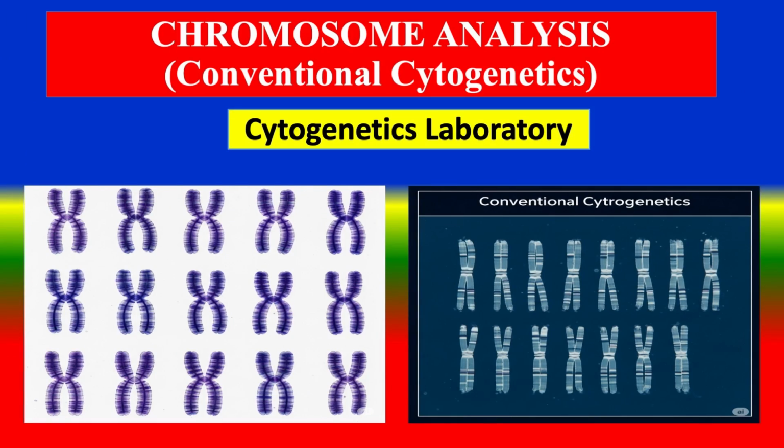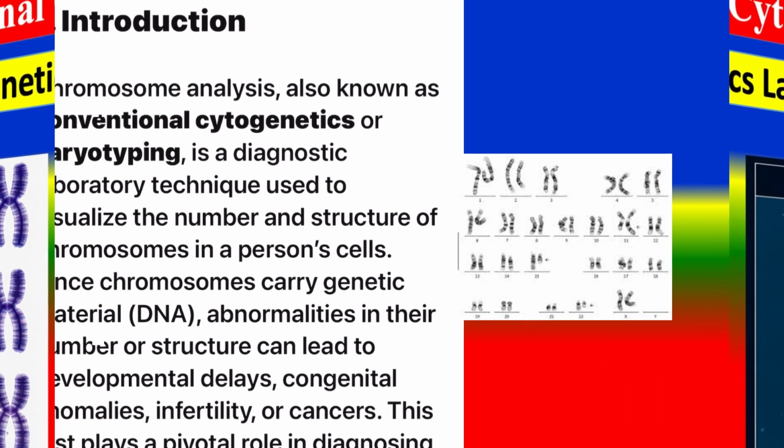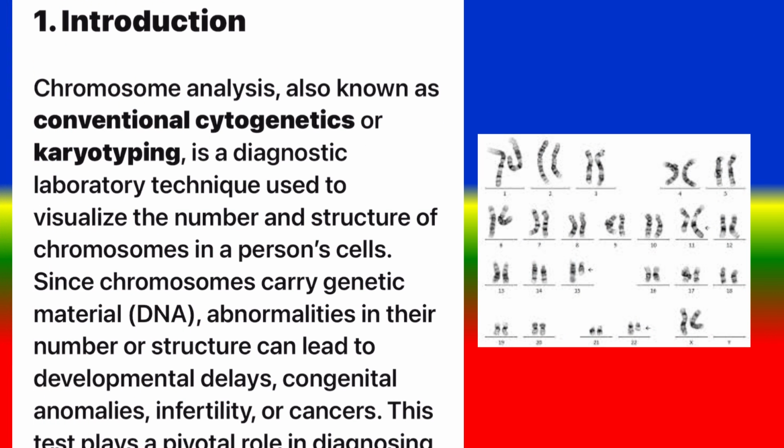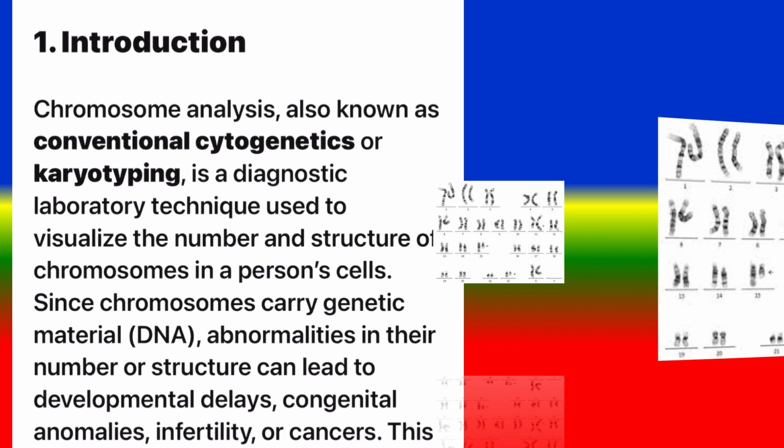Here's a detailed version of each point for chromosome analysis, conventional cytogenetics. 1. Introduction. Chromosome analysis, also known as conventional cytogenetics or karyotyping, is a diagnostic laboratory technique used to visualize the number and structure of chromosomes in a person's cells.